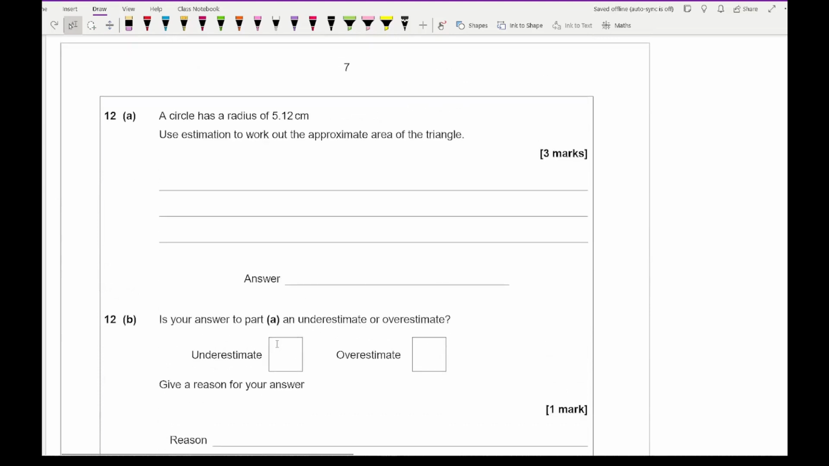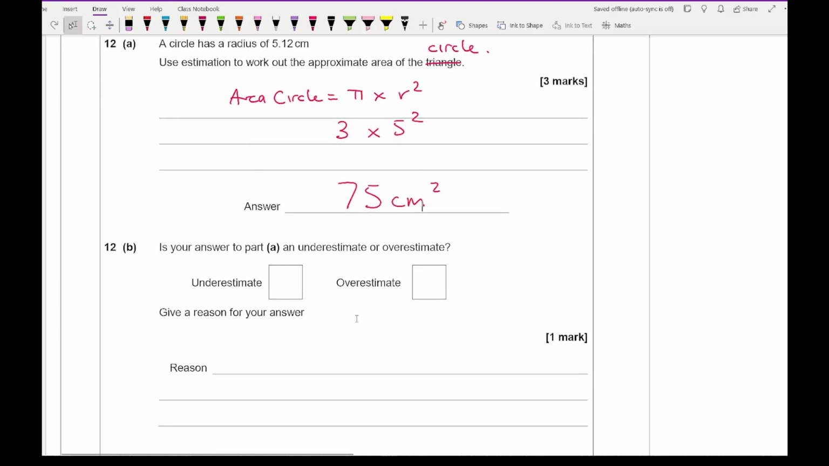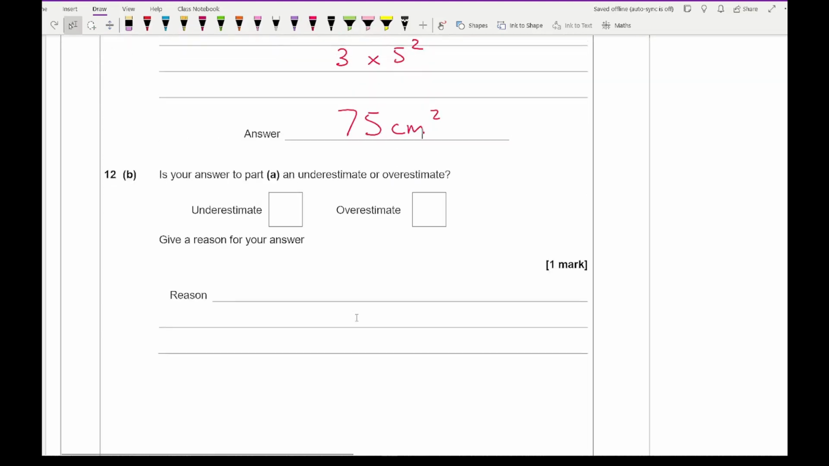Then moving on to our last question, question 12, it says that a circle has a radius of 5.12 centimetres. Use estimation to work out the approximate area of the triangle. I'm guessing that's supposed to be circle, so let's just change that. So then from this, we know that the area of a circle equals pi times the radius squared. Now if we round pi to 3 and we round the radius to 5, that becomes 3 times 5 squared, which is 75 centimetres squared. If you did get that in the exam, I would strongly ask one of the invigilators to make sure that is correct, but hopefully your exam board filters out any issues like that.